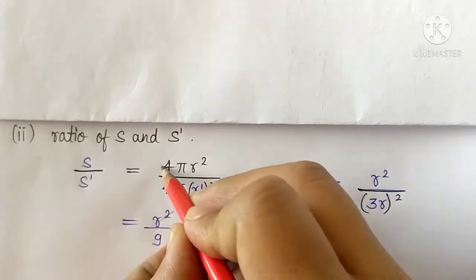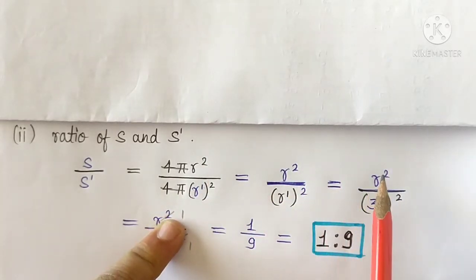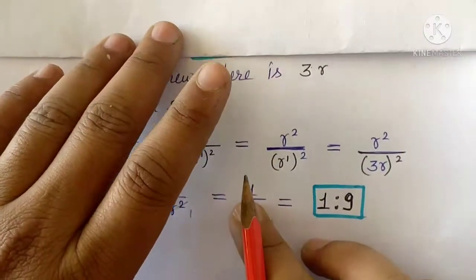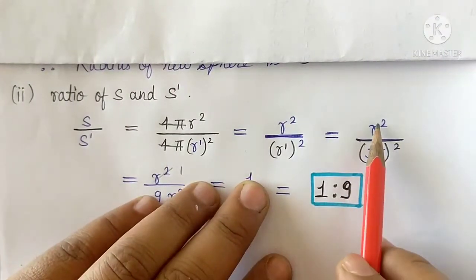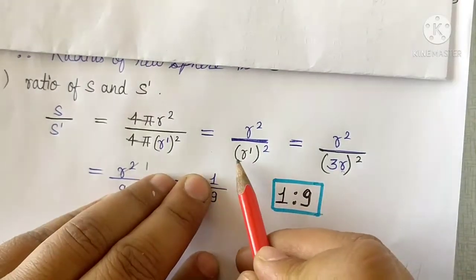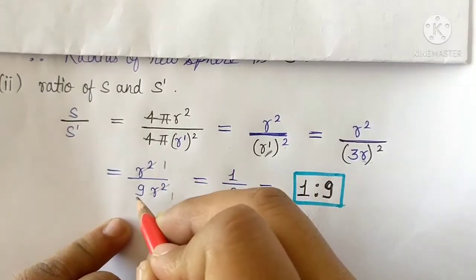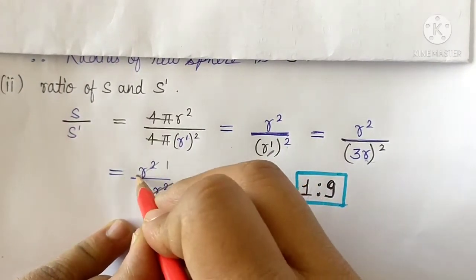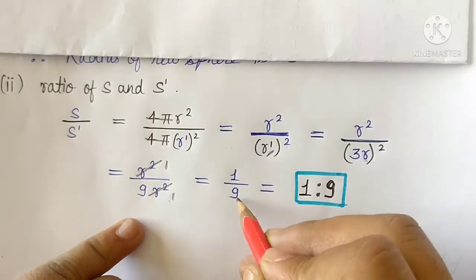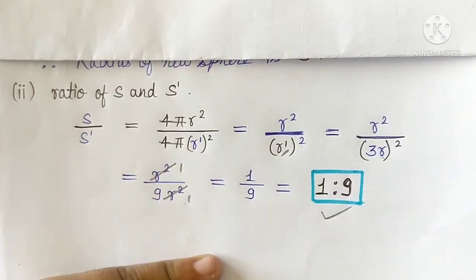Now from 4 pi, again we can cut 4 pi. So how much is left? r square upon r dash square. r means r square, and r dash we have just found the value. What is the value of r dash? 3r. So in place of r dash we can use the value 3r. So r square upon 3r whole square, because in place of r dash we have put 3r, and the square is there. So 3 3s are 9. So r square upon 9 r square. So from r square we can cut r square. So 1 upon 9, which means 1:9. This is the ratio of S and S dash.